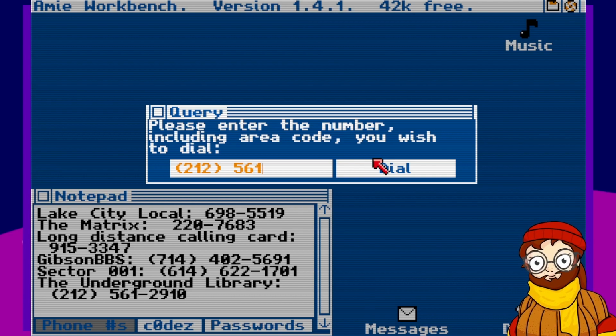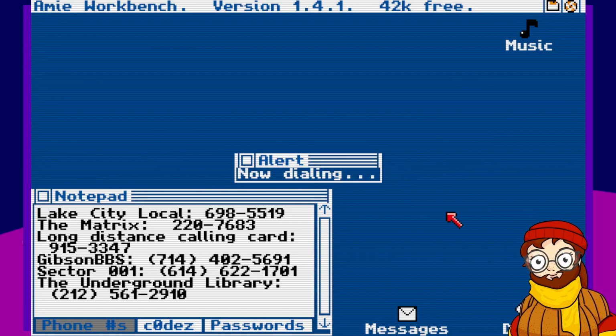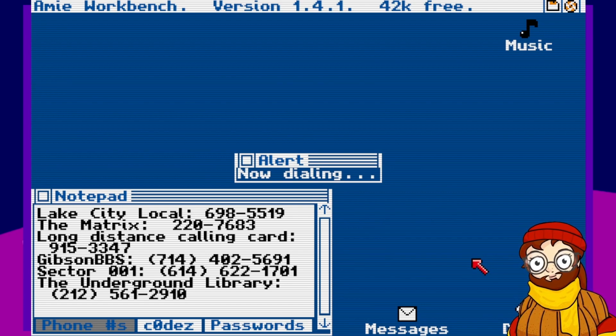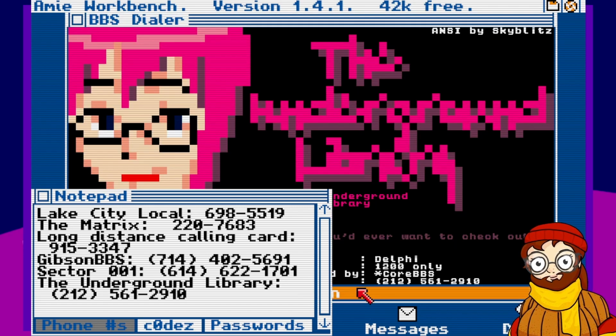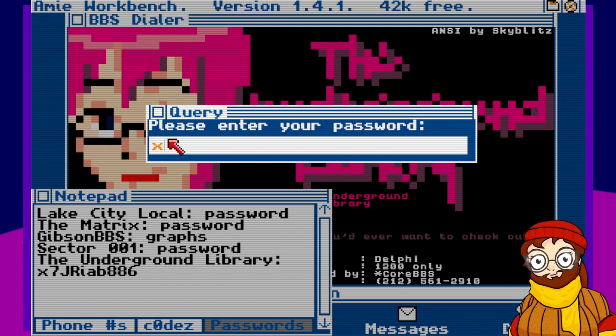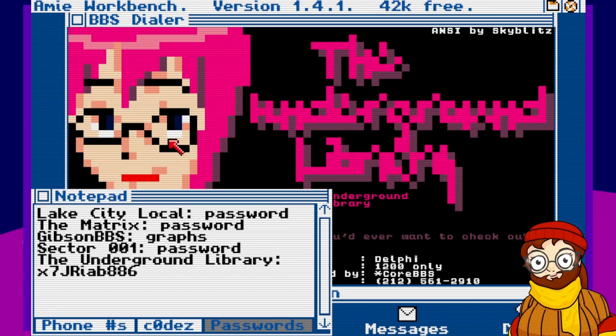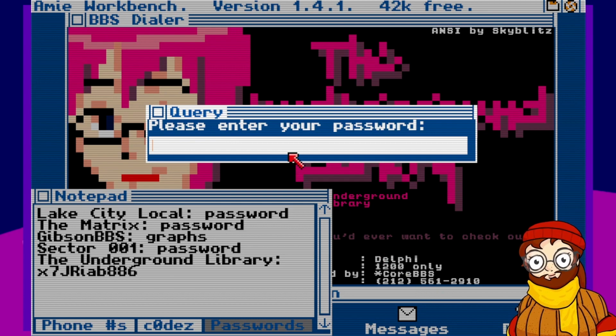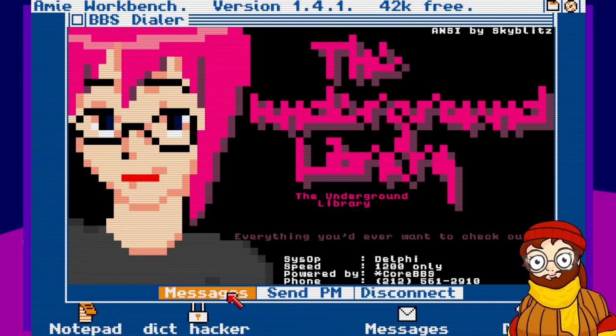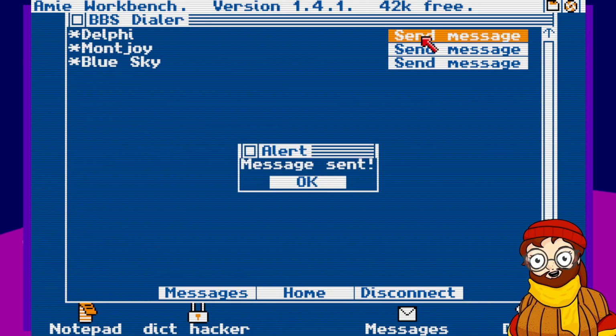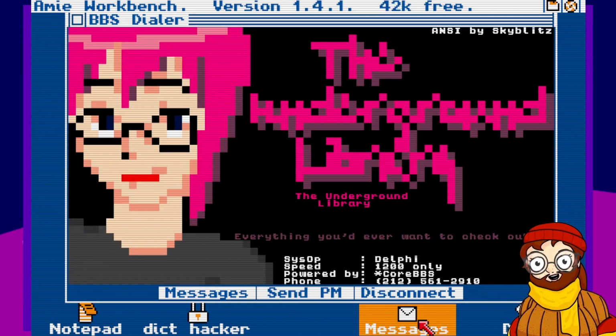T1256 1 2. That's not right. 2910. Okay. Okay. X7 JRIB. You'd think I would learn this one, but no. Okay. What? Did I get it wrong? X7 JRIAB. 886. Okay. Send a message to Delphi. Yep, okay. I should have thought of that sooner.